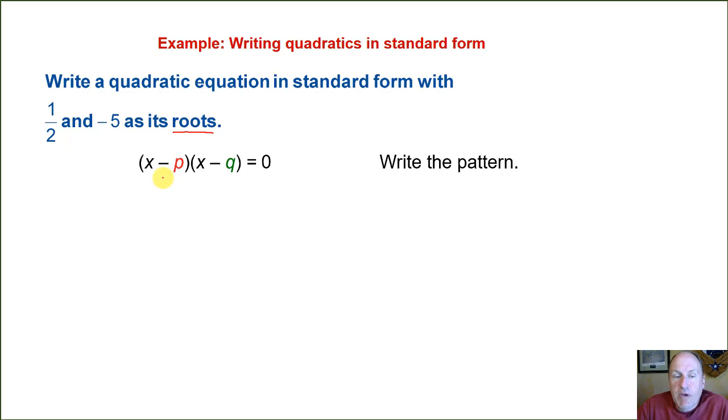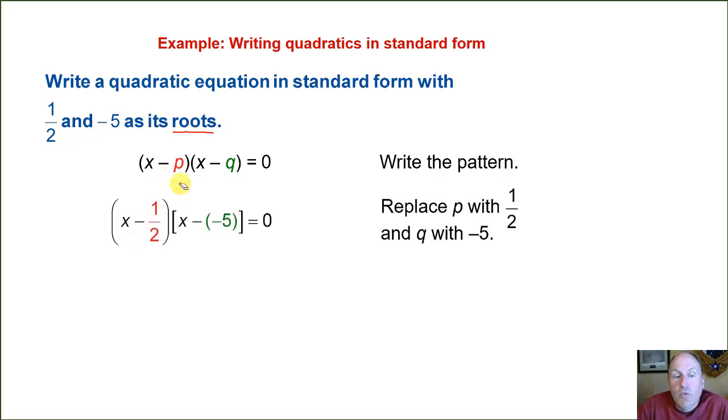So we write this in the form x minus p times quantity x minus q equals 0. So I'm going to replace the p with 1/2 and the q with negative 5. Now it is in the form x minus p times x minus q because we're told these are the roots. By the zero product property, x minus p equals 0 means that putting in a p for x will make the whole thing 0. In other words, putting in a 1/2 for x will make this part 0. Putting in a negative 5 for x will make this part 0. So I can simplify that because x minus negative 5 is the same as x plus 5.